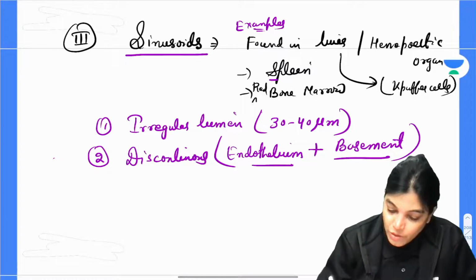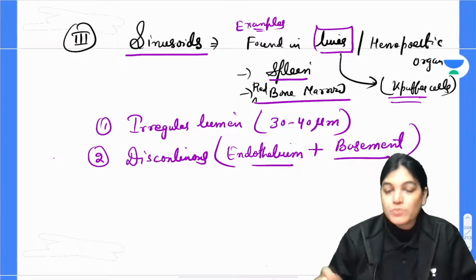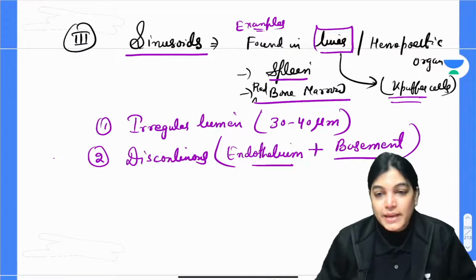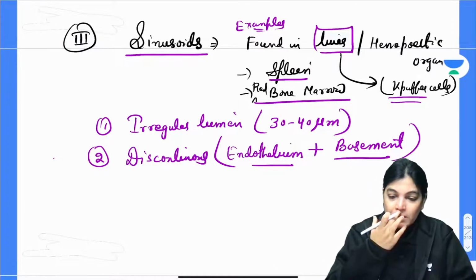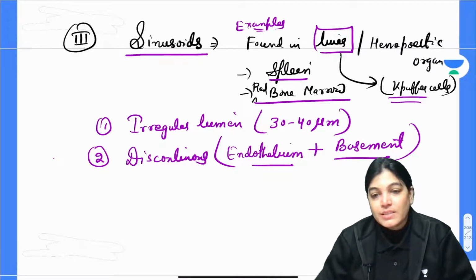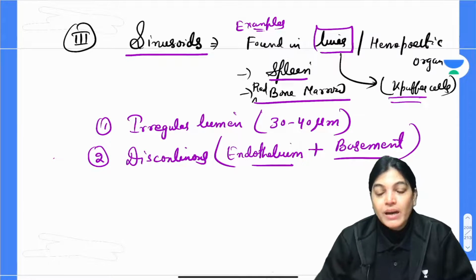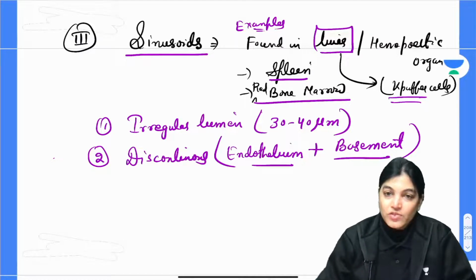Examples are: it is found in liver, red bone marrow, hematopoietic organs, Kupffer cells of the liver, and spleen. So with this explanation, the most permeable will be the sinusoids, then the fenestrated capillaries, and then the somatic capillaries.